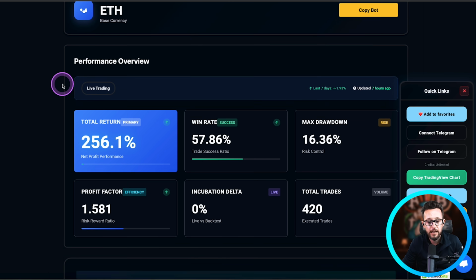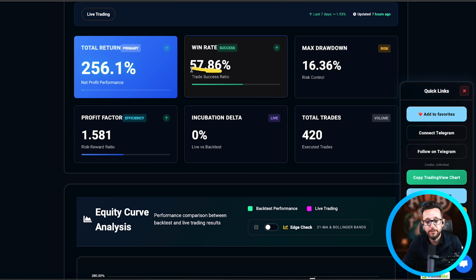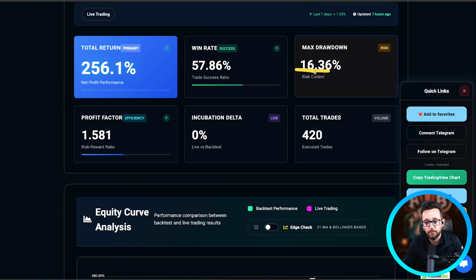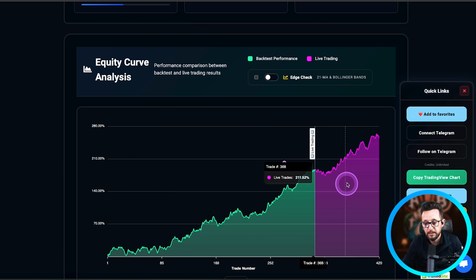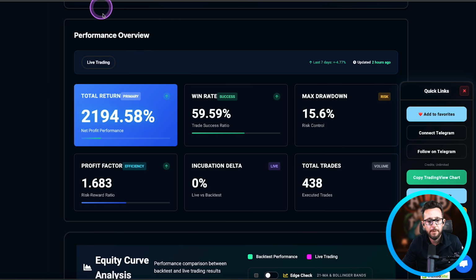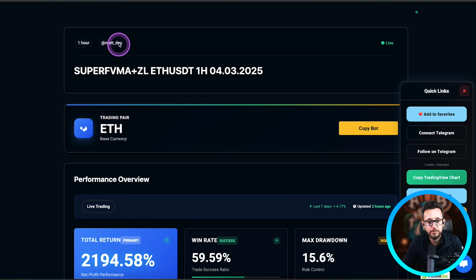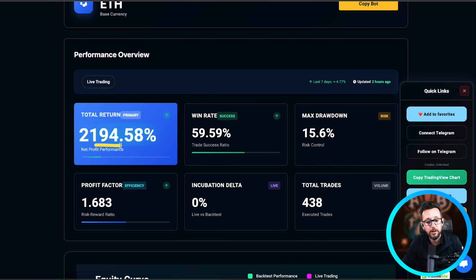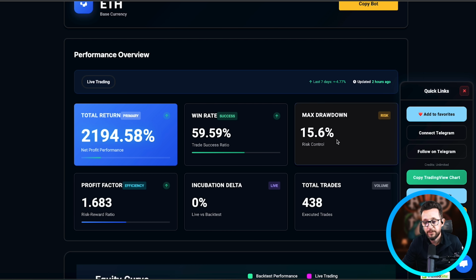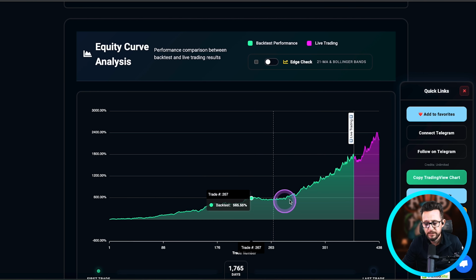If I go over next, we have Ethereum. Ethereum had a 57% win rate and a max drawdown of 16%. Live trading and backtesting both look very, very similar, and they both look absolutely amazing. So I'm going to continue moving on. We also backtested on multiple time frames on ETH, on the 1 hour and other time frames. On this time frame, we had a 59% win rate, 2,194% net returns, and only a 15% max drawdown. As you can see, the equity curve looks amazing as well.